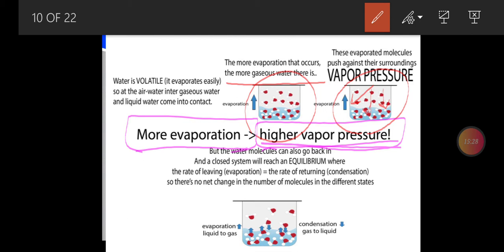But the water molecules can also go back, and a closed system will reach equilibrium. As we already discussed, the vapors are being formed, and at the same time the vapors are converting back to the liquid state as well. So a sort of equilibrium is established between evaporation and condensation, and at that equilibrium the vapor pressure exerted is called vapor pressure.